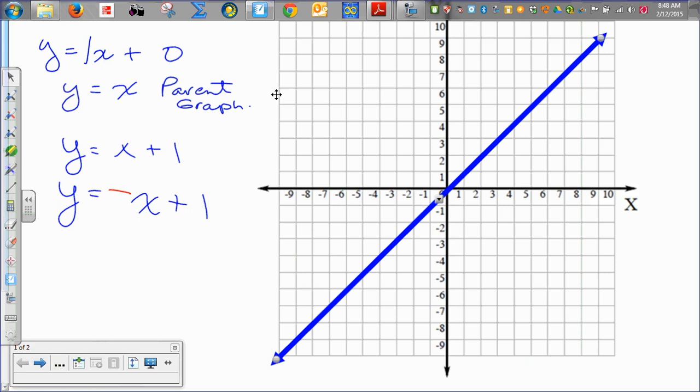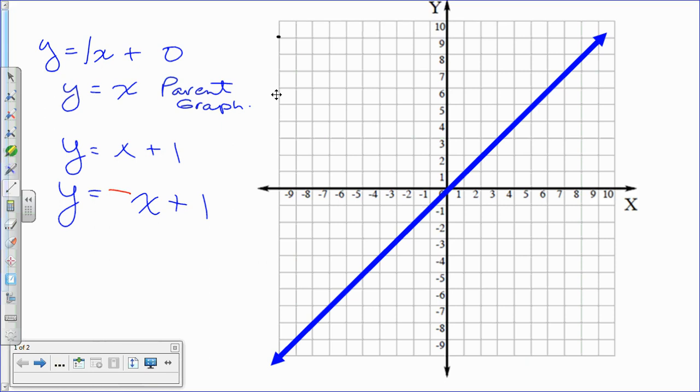Let's see if I can do this. Okay, from that corner to that corner. I had it in my.